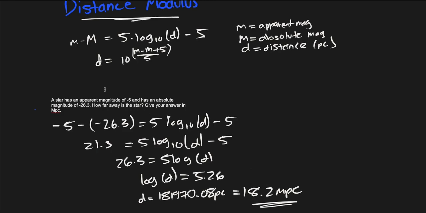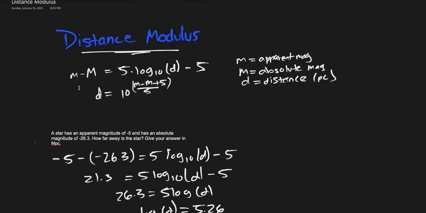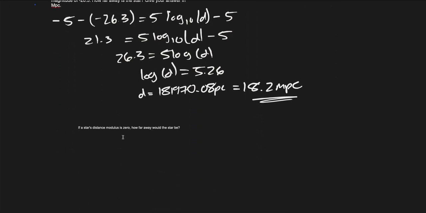Oh, and also before I forget to mention, this part of the equation, m minus M, is called the distance modulus, and this whole equation is called the distance modulus equation. So small m minus big M, which is the difference in apparent and absolute magnitudes, is the distance modulus. So we can use that fact to solve this question.